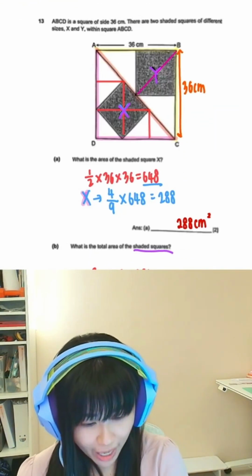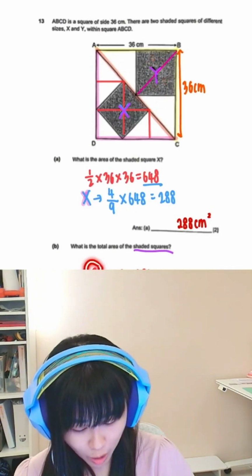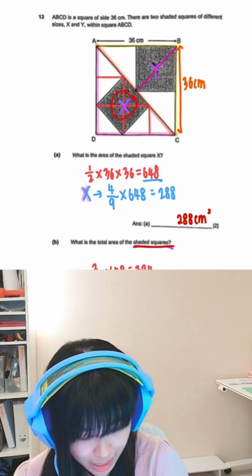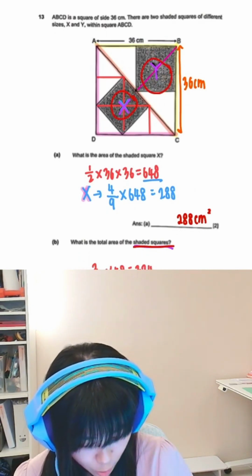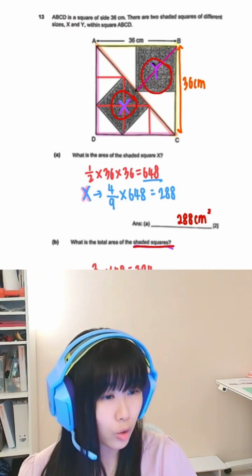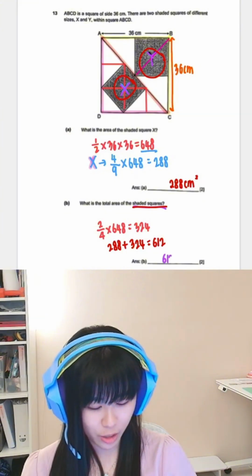Then for Y, Y is this one. This is the one. 1, 2, 3, 4. Okay? So 2 out of 4 parts, which we just found, 324. So the shaded area is X and Y. Okay? So it's 288 plus your Y, which is 324. 612. Yes, it's correct. I previously did it. Checked already.